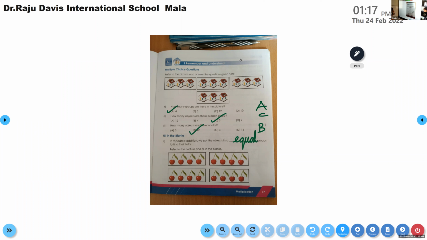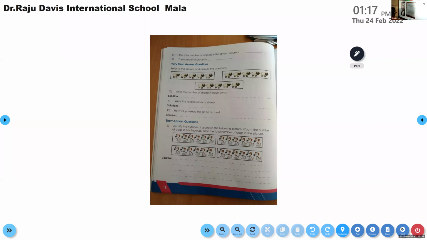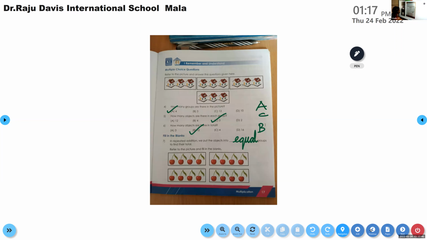In repeated addition, we put the objects into equal groups to find their total. Now, next we have: refer to the picture and fill in the blanks. Here you can see there are groups, then each group having some number of apples. And the question is there in the next page only. So please take page number 18. Now, the total number of objects in the given picture. So let's move once again to page number 17.